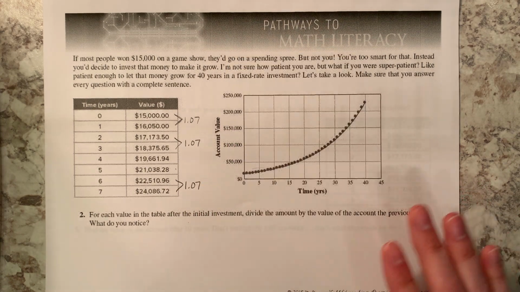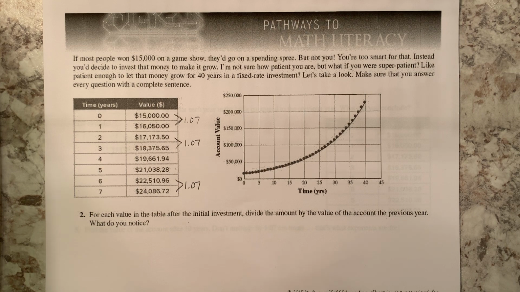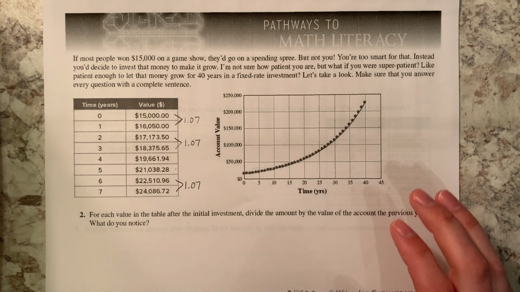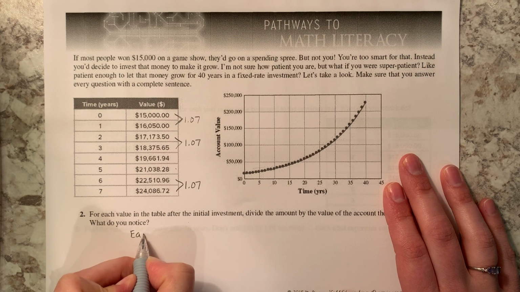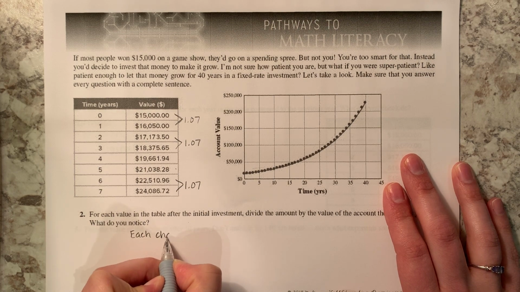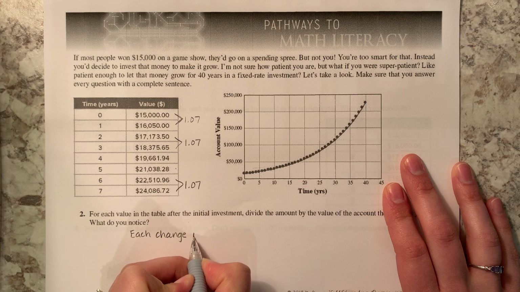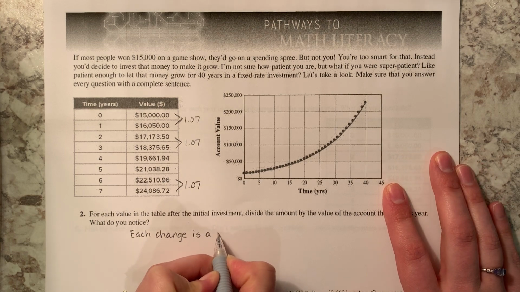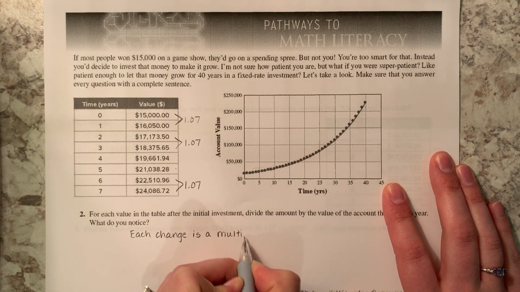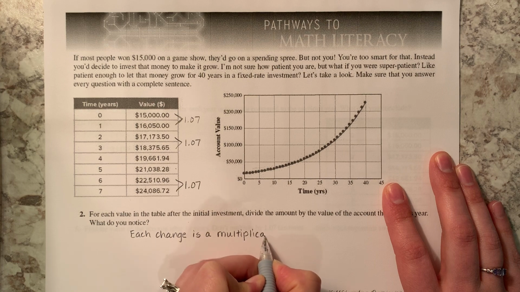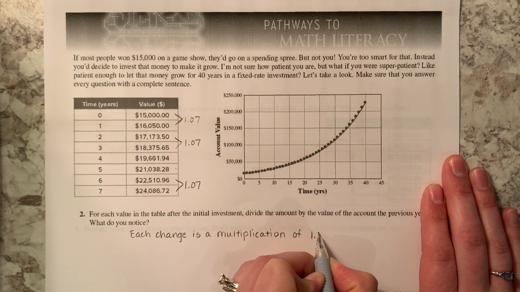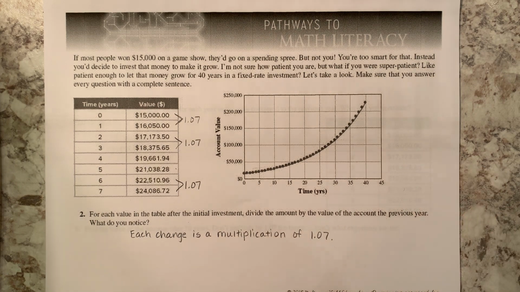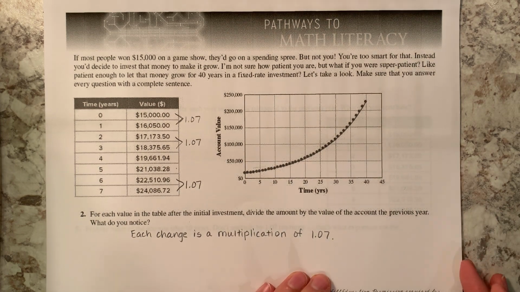So what do you notice? We notice that we get the 1.07 each time. So each change is a multiplication of 1.07. Okay, moving on.